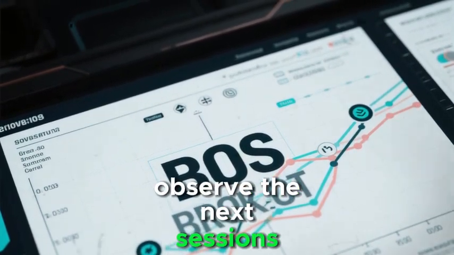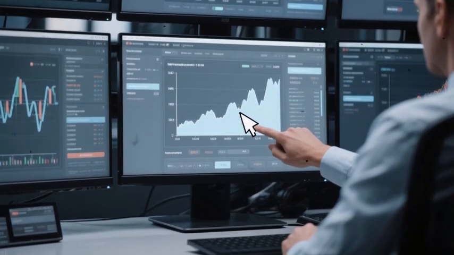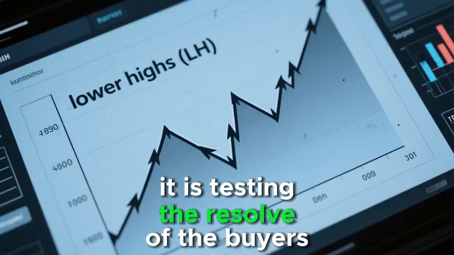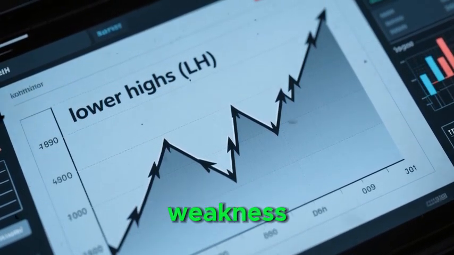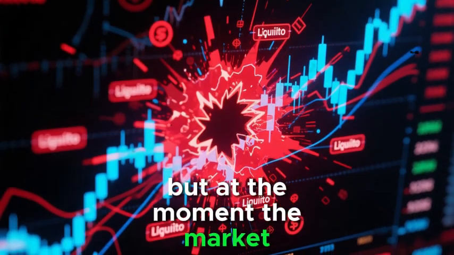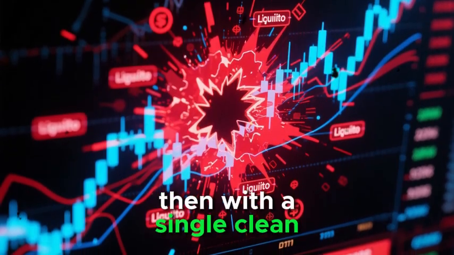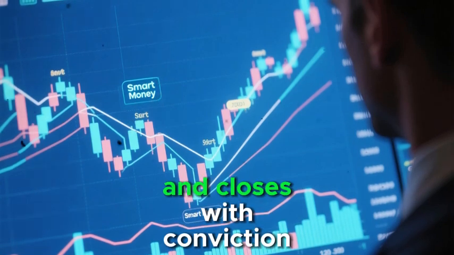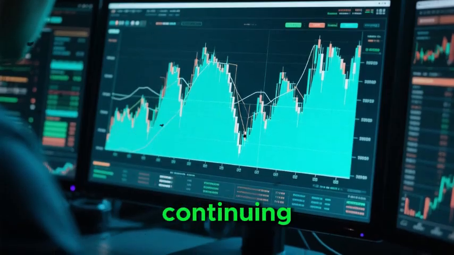Observe the next sessions: slow, bearish, dragging, choppy sideways. That is correction. It is weak. It is testing the resolve of the buyers. Professionals prepare to buy into that weakness, not at the first red, but at the moment the market resumes its upward impulse. Then, with a single clean impulsive bullish candle that breaks the previous high and closes with conviction, the market tells you the trend is continuing.